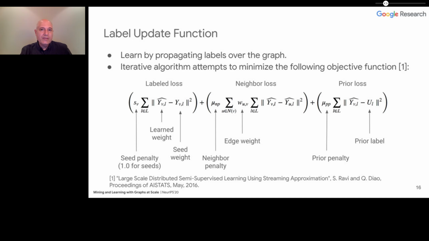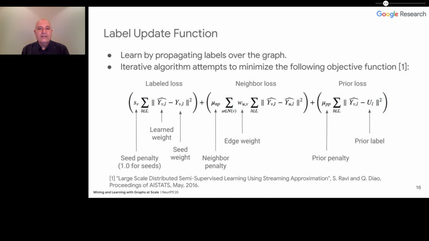The middle term is the neighbor loss, where we compare our labels. We try and minimize the difference between our labels and those of our neighbors. And that's proportional to the edge weight, and also is controlled by this neighbor penalty factor, mu NP. Finally, there's a prior loss, which compares our learned labels against some prior. By default, it's the uniform distribution across all labels, but you can specify other non-uniform priors, and you can even specify different prior distributions of your labels for each node if you so choose, if you have that information.